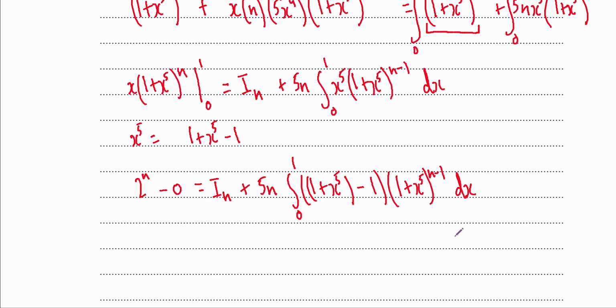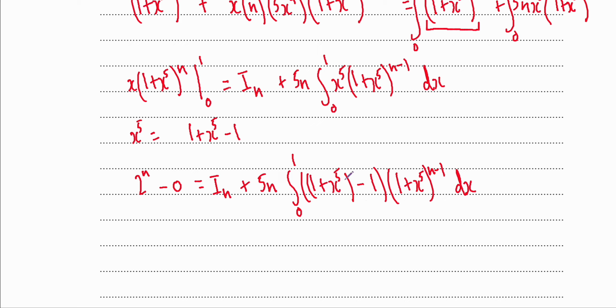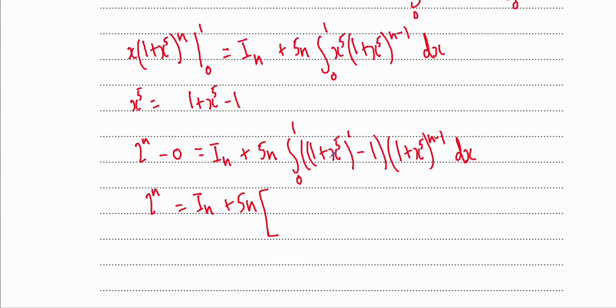And now look what's happened. You're multiplying (1 plus x to the power 5) times (1 plus x to the power 5) to the power n minus 1. So the power 1 and the minus 1 will just cancel out. So I'm going to be left with 2 to the power n is equal to In plus 5n times, now what do I have over here? I'm going to have big brackets because I'm going to multiply by a lot of things. Multiplying this term right here with this is going to cancel out the n minus 1 and the plus 1, so it's going to be left with n.